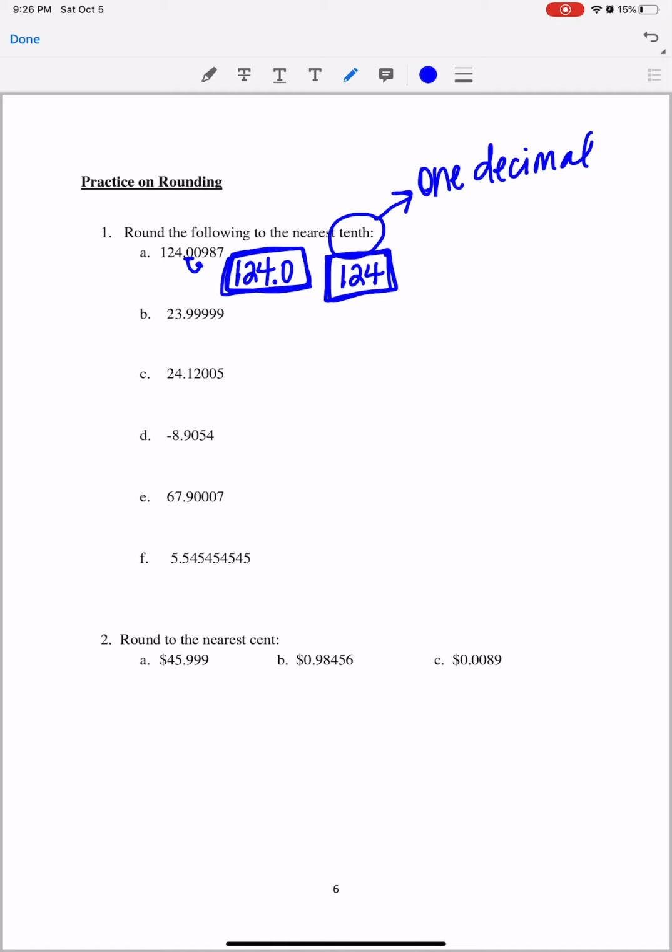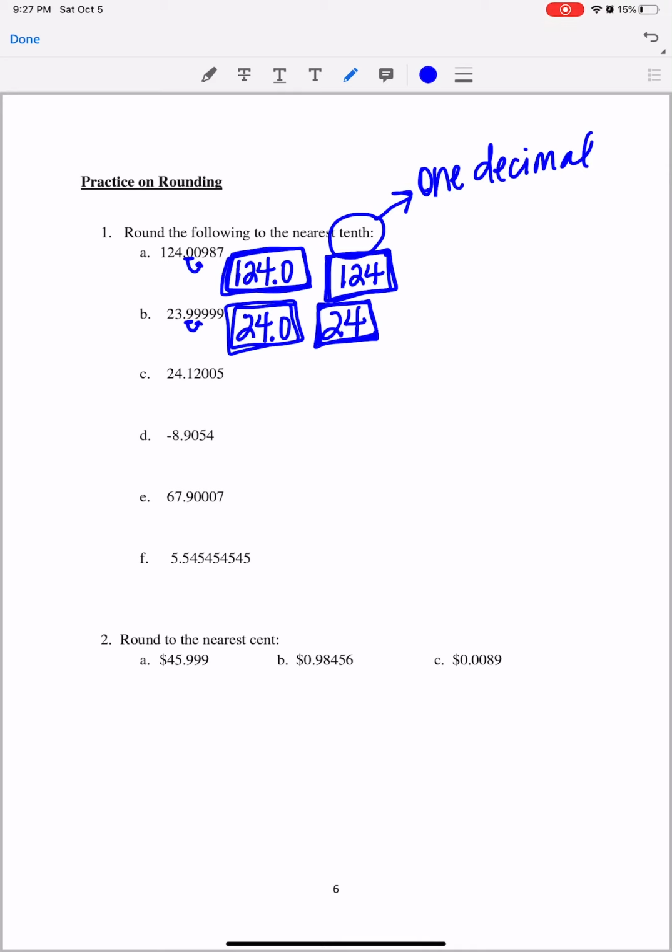B is kind of the same thing, but opposite. You got 23.99999. So this first 9 is in the tenths place. Look at the one behind it. That 9 makes the other 9 go up. But because that 9 has nowhere to go, it needs to make that whole number go up. So this is either 24.0, or again, better is just 24. Both perfectly acceptable.